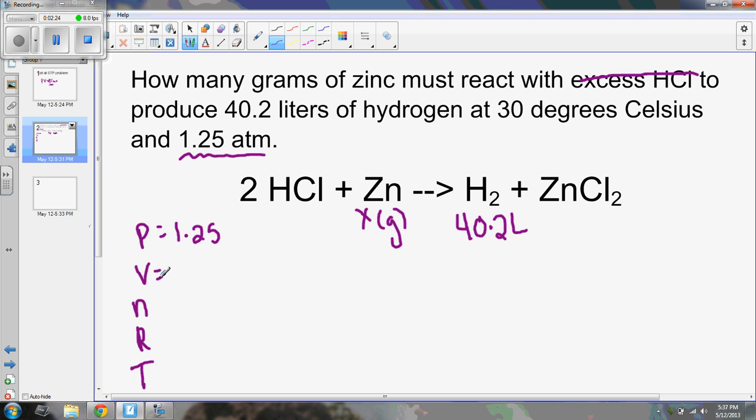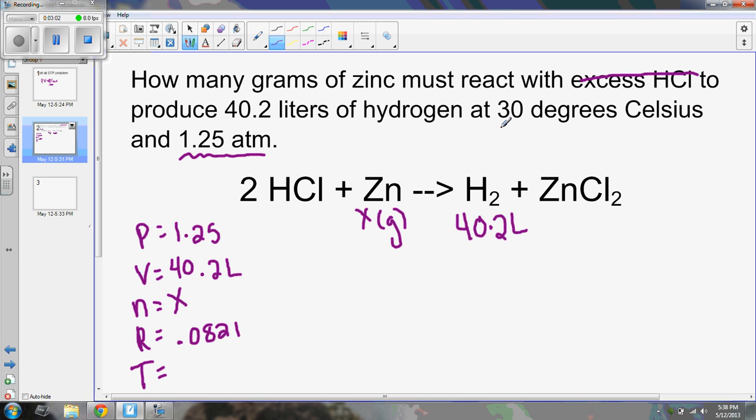Volume, I'm looking for something in liters. The problem actually gives me 40.2 liters. That's my volume measurement. Anytime I see liters, it's volume. N is number of moles. I don't have anything I can solve for moles yet. This is going to be what I'm solving for. These problems are either going to give you number of moles or volume to start with. So since I have my volume measurement, I know I'm going to be solving for N. R is that constant, 0.0821. And T is my temperature in Kelvin.